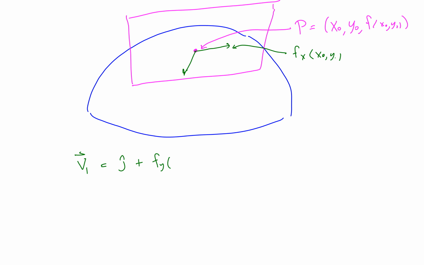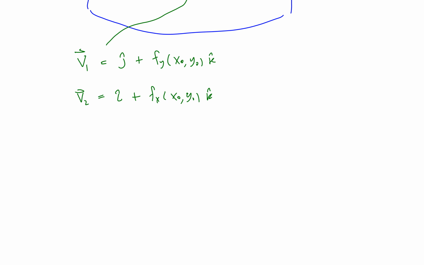And then how are we changing? We're changing with the partial derivative in that direction. So maybe this is this vector v1. And then v2, we want this just to be i plus f sub x, x0, y0. Okay, so that tells us how much to change in the vertical direction. And that's how we were getting the tangent vectors to tell us what the plane looked like. So what would our normal vector be then?